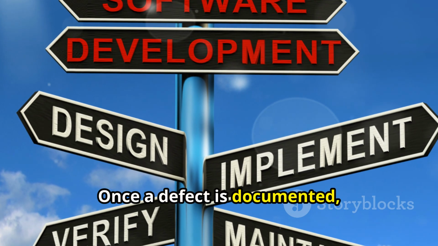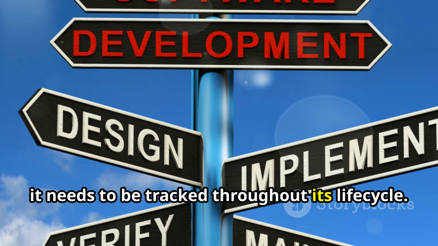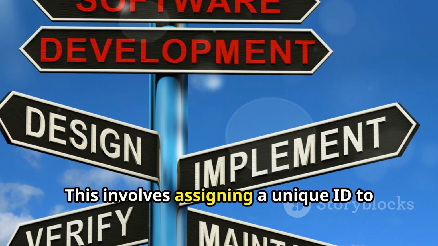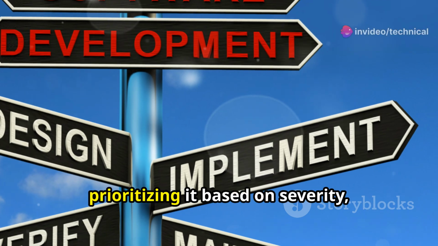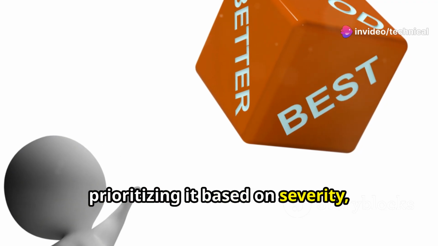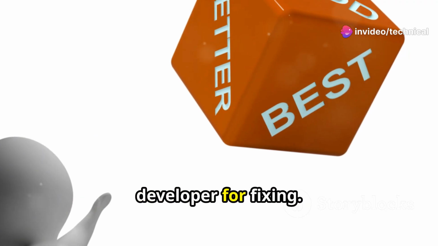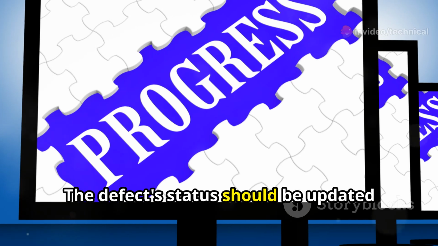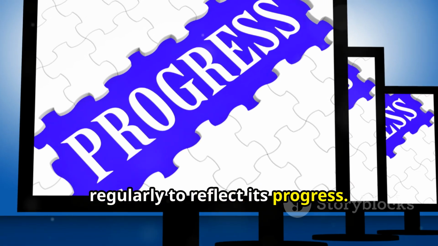Once a defect is documented, it needs to be tracked throughout its lifecycle. This involves assigning a unique ID to the defect, prioritizing it based on severity, and assigning it to the appropriate developer for fixing. The defect's status should be updated regularly to reflect its progress.